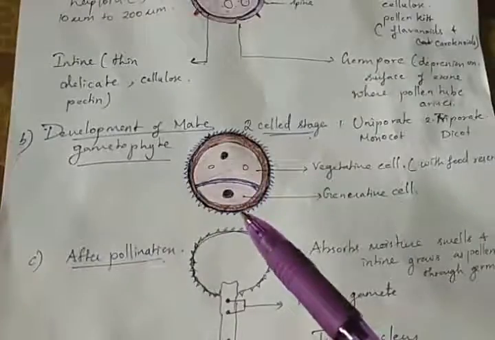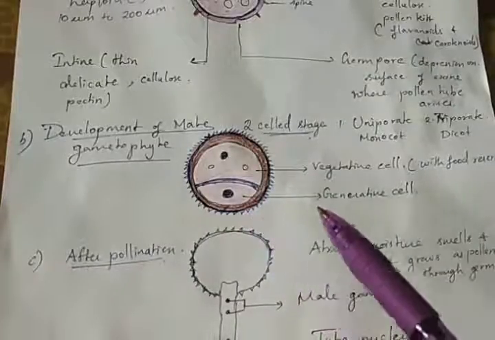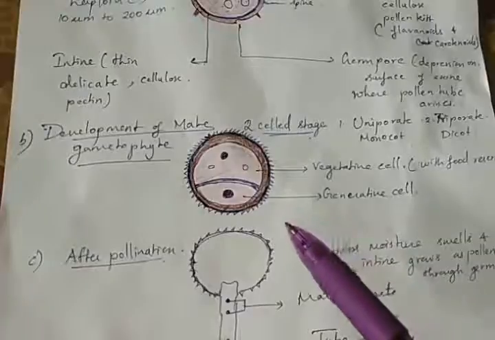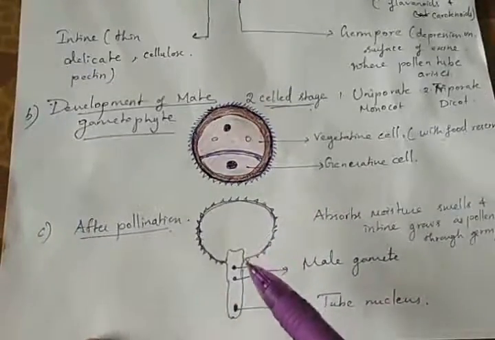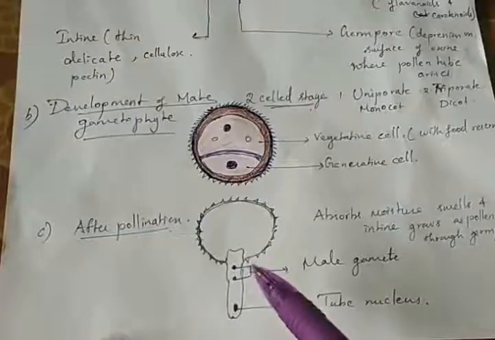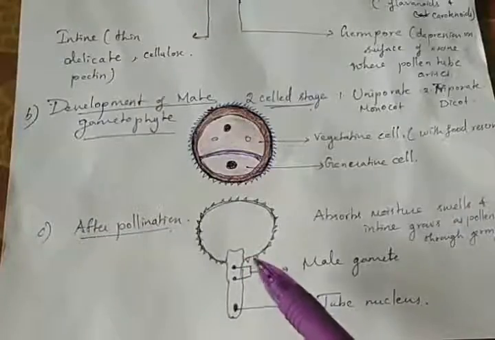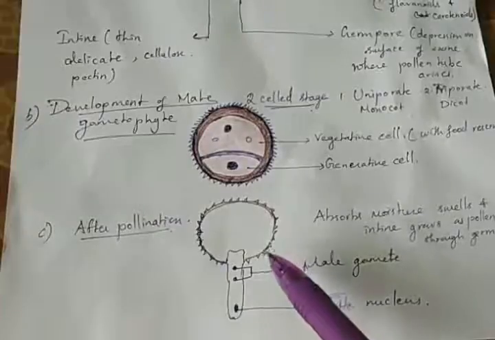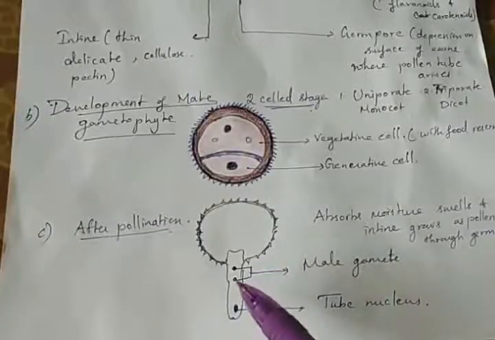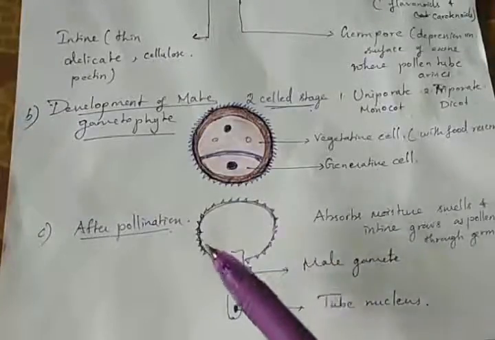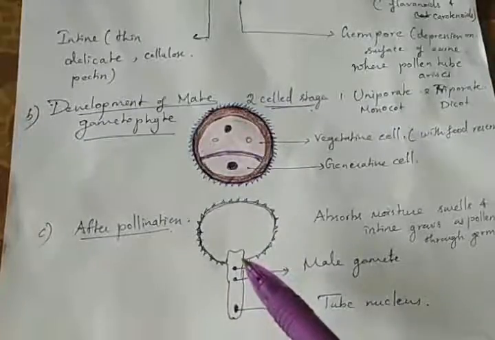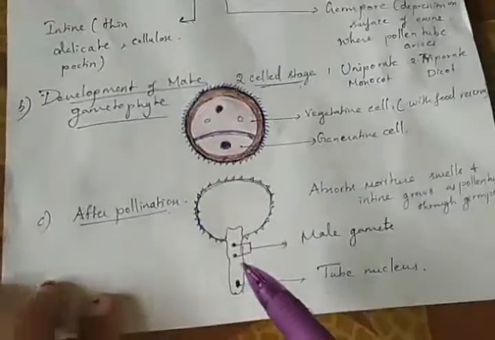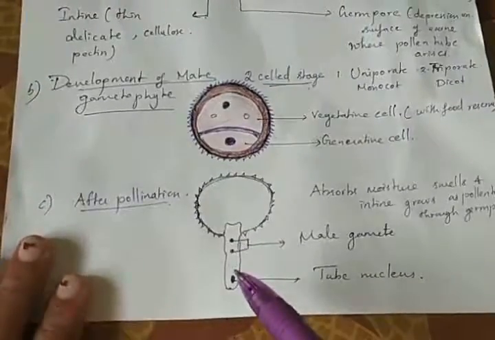The pollen grains are now carried away by pollinating agents, and when they are transferred onto the surface of the stigma, which is the seat of the pollen grains during pollination, the intine wall of the pollen grain dissolves by absorbing moisture and it grows as a pollen tube.